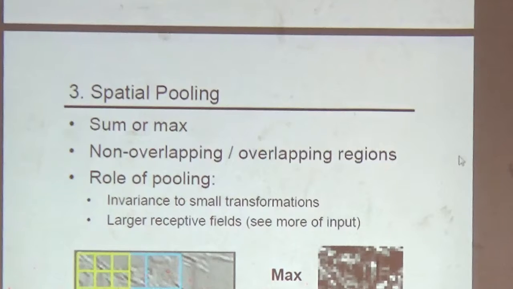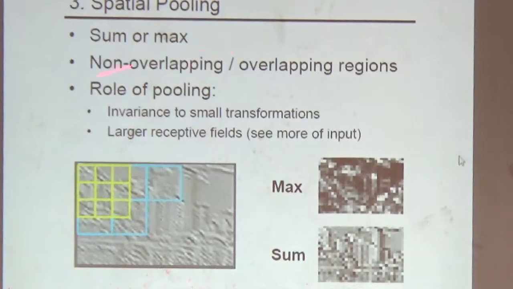So two things are happening: convolution and pooling. There can be two kinds of pooling. One is max pooling, one is sum pooling. That is, you can take the average of the neighborhood and get one number, or you can take the maximum of the neighborhood and get a number. So two kinds of things are happening.